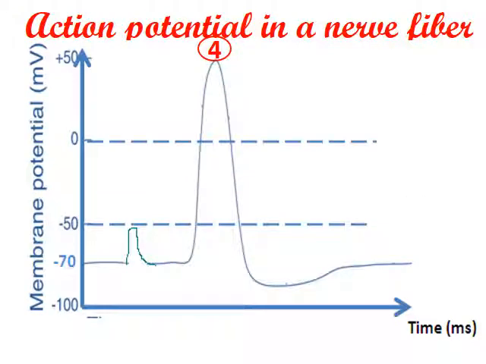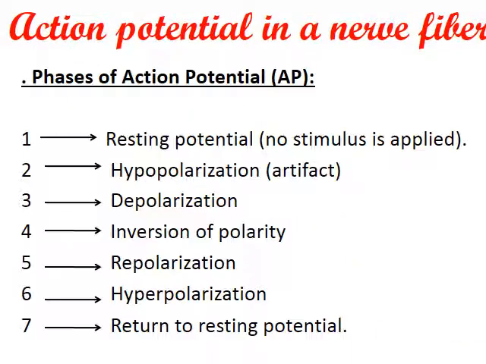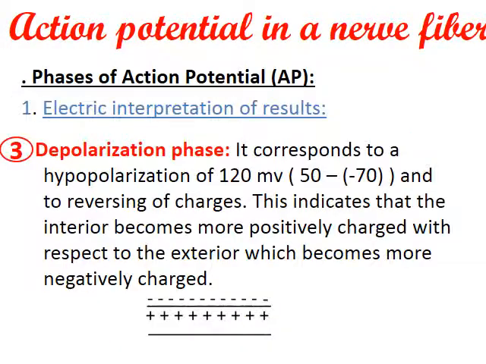Here we have the action potential in a nerve fiber. We have different stages: 1, 2, 3, as named here, 4, 5, 6, and finally 7. What do we call each stage? Stage 1 is called the resting potential. Then hypopolarization or artifact: whenever we have a small hypopolarization, it's called the artifact. Depolarization, whenever it reaches toward the action potential. Inversion of polarity, whenever it goes back like this. Repolarization, hyperpolarization, and finally we go back to the resting potential. This is stage number 7.